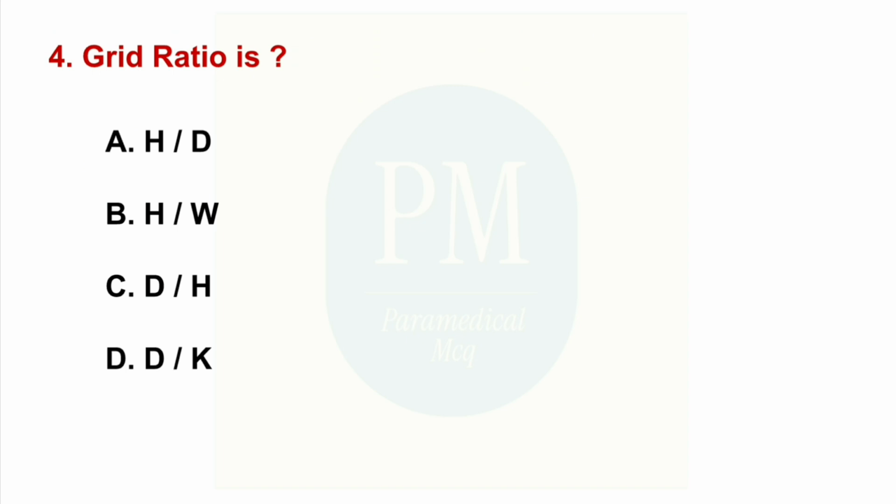Grid ratio is option A, H per D. Option B, H per W. Option C, D per H. Option D, D per K. The correct option is option A, H per D.